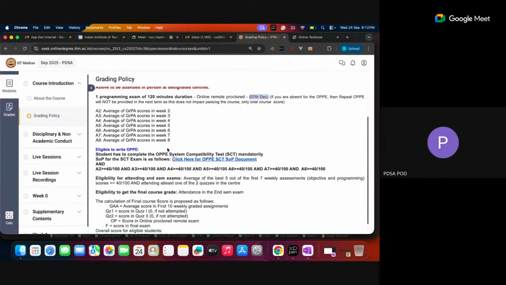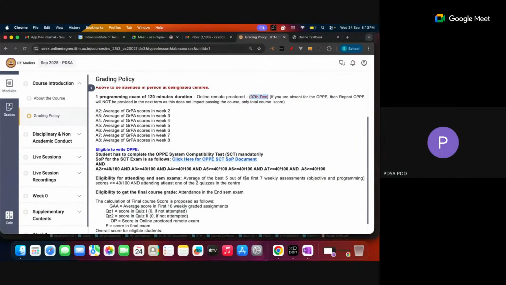Based on it, the student has to be eligible for OPP. There is a system compatibility test. Before the OPP examination, your system configuration has to be tested. There is documentation for it, the SCT system compatibility test. Each graded programming assignment average should be 40 and above, every week, like A2 to A8. If you miss one particular GRPA, you are not eligible for OPP. Make sure of that. This is a very important note which everyone should know.